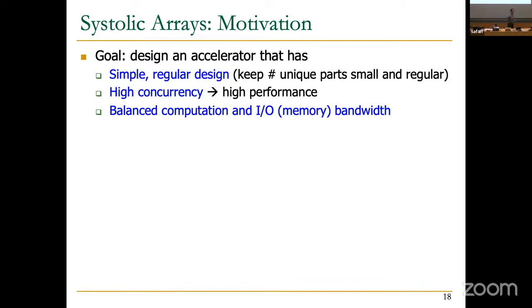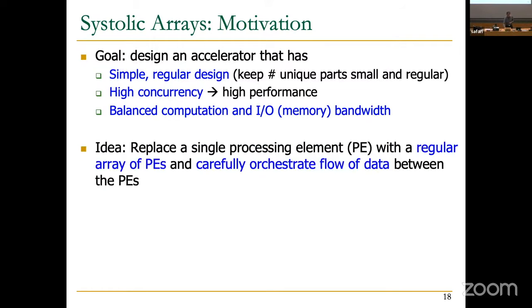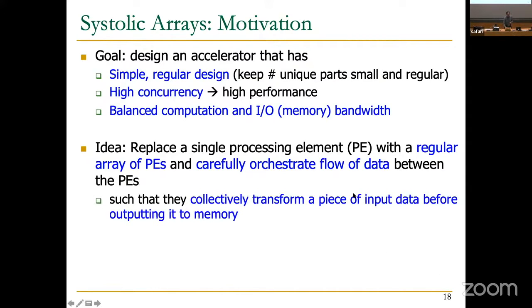Basically, whenever you bring some data, you need to actually process it. You need to have some balance between the processing and the bringing of data. Data bringing should not be a bottleneck. So they were actually looking forward to the memory bottleneck, if you will. So basically, the idea is very simple. Replace a single processing element with a regular array of processing elements and carefully orchestrate the flow of data between the processing elements. And this is really the idea of systolic computation, if you will, such that they collectively transform a piece of input data before outputting it to memory. We'll see examples of this. So if this is too high level, you'll see an example from convolution soon.